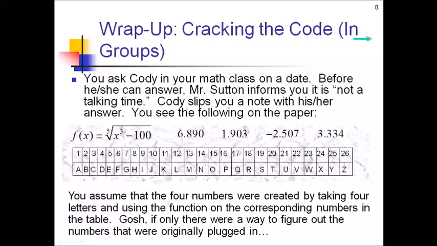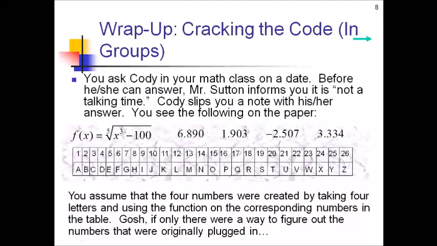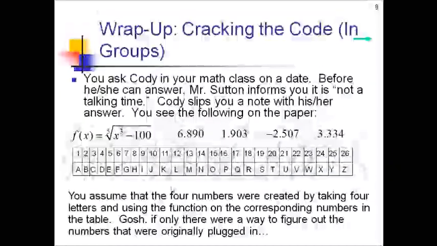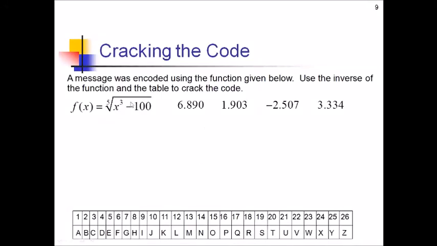You assume that these 4 numbers were created by taking 4 letters with numbers corresponding with them and plugging them into this function. If only there were a way to figure out the numbers that were originally plugged in. Now, I know you could kind of cheat and plug in every single number from 1 to 26 in here and match them with these, but let's be a little bit more creative and see if we can do this with inverses. So here's our task. Find the inverse of this, and then plug these 4 numbers in to see what the original numbers were and match those with letters from our table. Pause the video, take a sec to find the inverse, and we'll bring it back together.